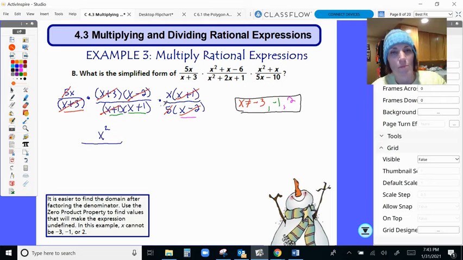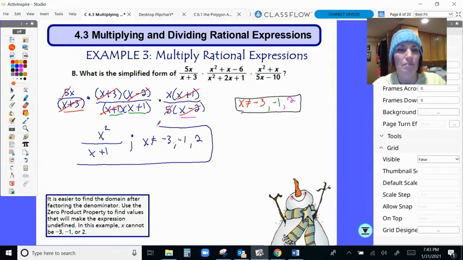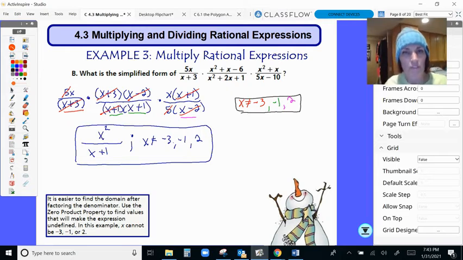Over, and multiply out the bottom, I just have 1 left, which is going to be x plus 1. And that's it. With x cannot be equal to -3, -1, and 2. And there we go. Bada boom, bada bang. So it's just a matter of factoring everything out, identifying your restrictions, and then simplifying.